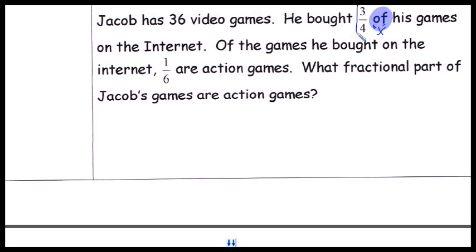For example, one of those numbers is 3/4. So I already know I have to multiply 3/4 times something. Let's see what that something is. It says he bought 3/4 of his games on the internet. Well, how many games does he have? He has 36 video games, right? That's this number right here. His games, that's the number of 36. Those two, they're the same thing. So really, instead of doing that arrow right there, I can just say that his games is 36 games. So I'm going to multiply 3/4 times 36.